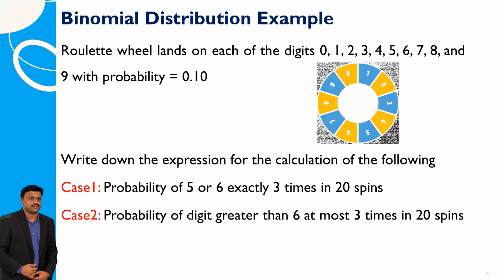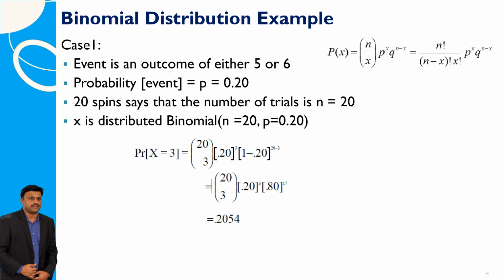For a roulette wheel with digits 0 to 9, each having a probability of 0.10, the probability of getting the digit 5 or 6 exactly 3 times in 20 spins is calculated in case 1, while case 2 determines the probability of getting a digit greater than 6 at most 3 times in 20 spins. In case 1, the probability of landing on either 5 or 6 exactly 3 times in 20 spins is 0.2054.